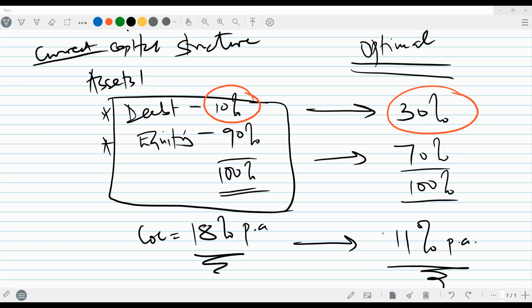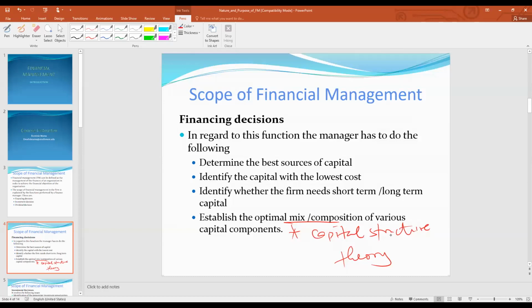And we shall discuss in detail in that particular topic of capital structure theory. Clear, Asanya?